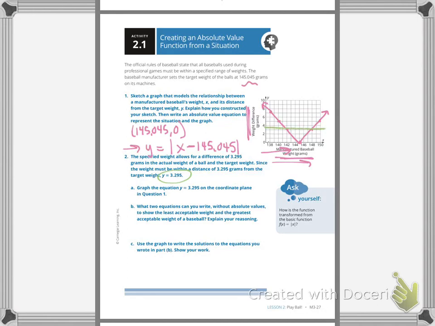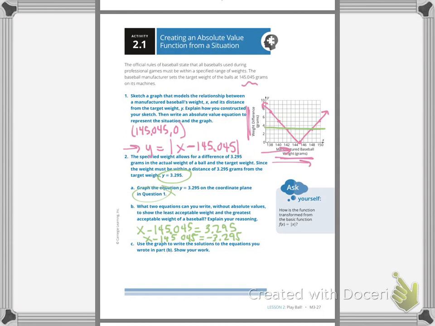There we go. It says graph the equation in question 1. What two equations can you write without absolute values to show the least acceptable weight and the greatest acceptable weight of a baseball? Okay, well, if I take my original equation, x minus 145.05, I could do the positive side of 3.295, and I could also do the negative side, where I added that 3.295 and subtracted that 3.295, because I have the leniency of going both ways.